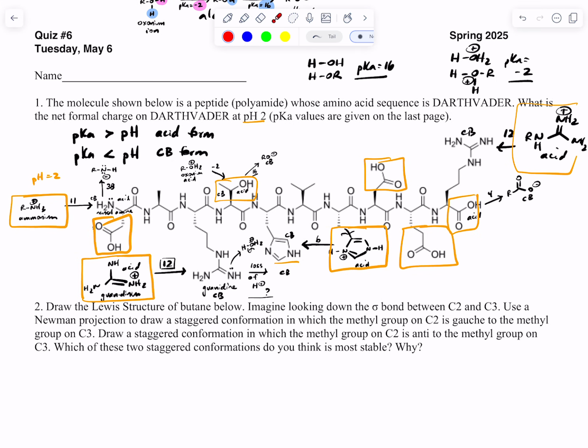Let's count up the charges then. I don't see any negative charges, right? And I see 1, 2, 3, 4 positive charges. So the right answer here is +4.